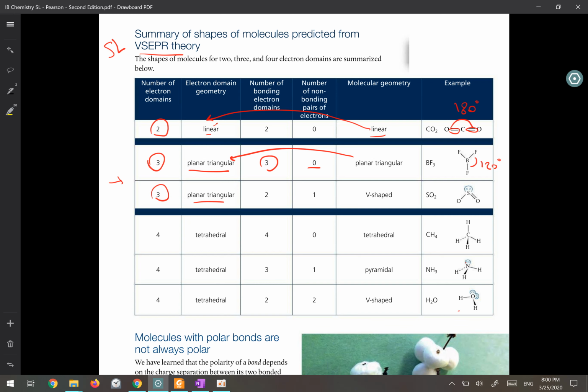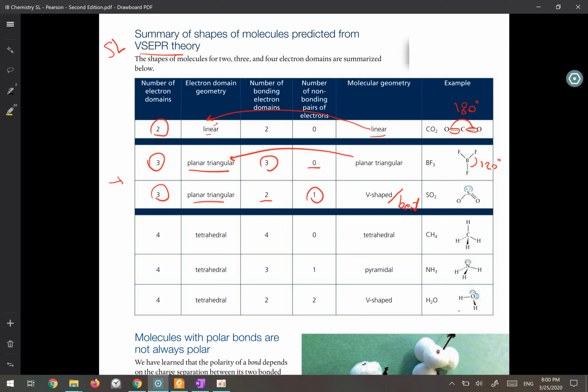But in another situation, when you have three domains, maybe one of the domains is the lone pair. So you have two bonds and one lone pair. In that case, your molecule becomes V-shaped or bent. This is an example of the V-shape or bent molecule. You can see your molecule is bent. It's like this, or it's like the V if you look at it from the other side.